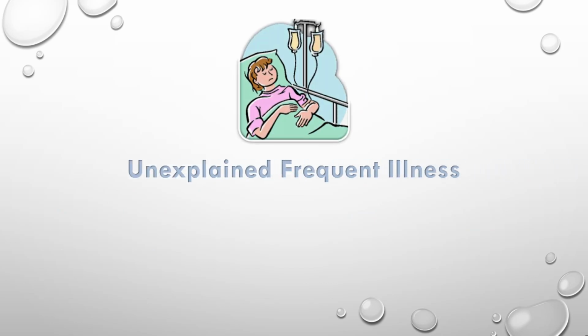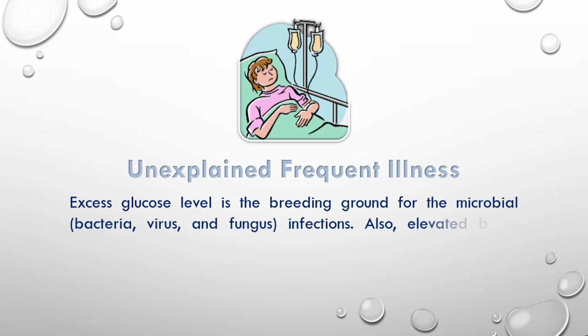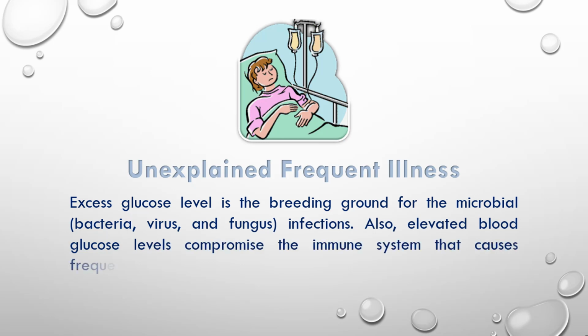2. Unexplained frequent illness. Excess glucose level is the breeding ground for microbes, such as bacteria, virus and fungus. Also, elevated blood glucose level compromises the immune system, which causes frequent illness.